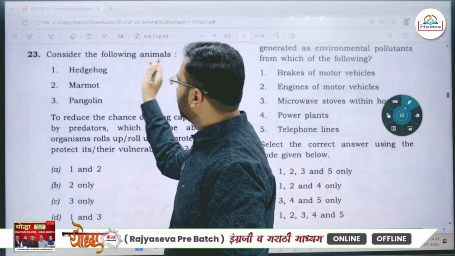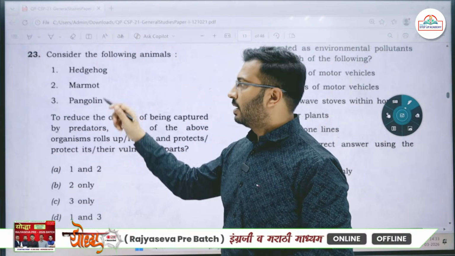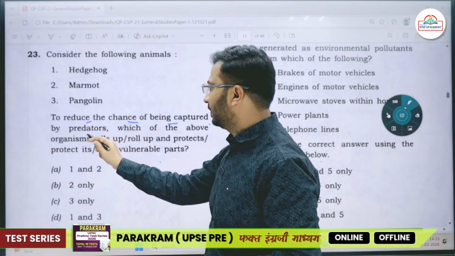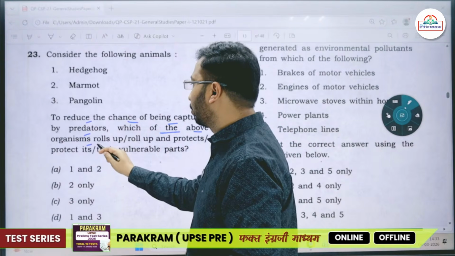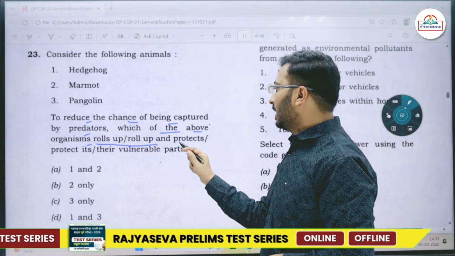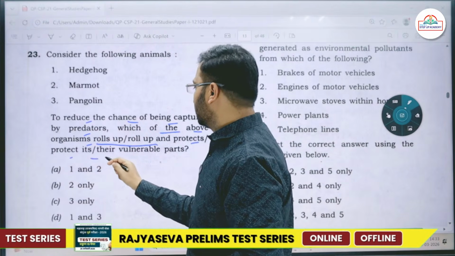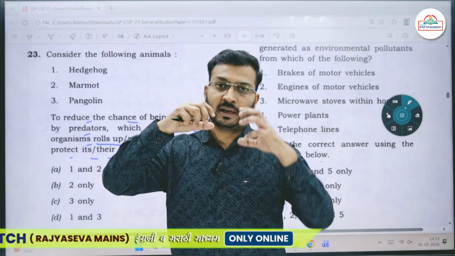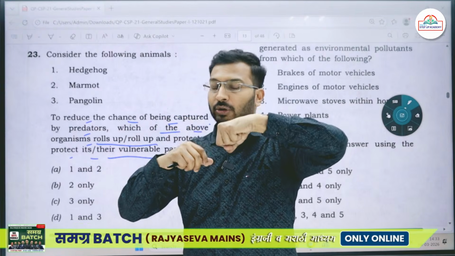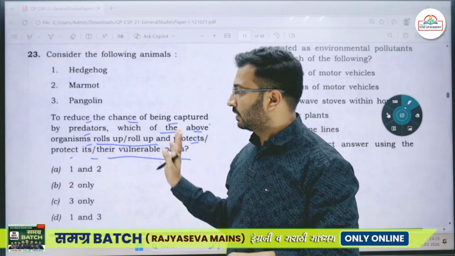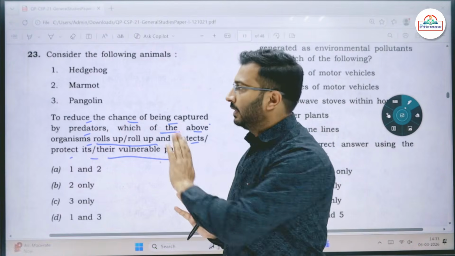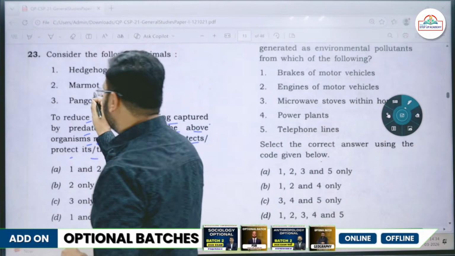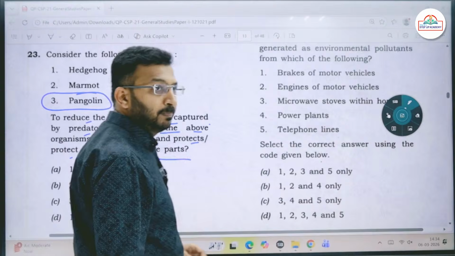For example, consider the following animals: hedgehog, marmot, and pangolin. To reduce the chance of being captured by predators, which of the above organisms roll up and protect their vulnerable parts? Okay, so which organisms, whenever there is an attack, simply roll up? You should be aware of these organisms. Hedgehog, marmot, and pangolin. You should be aware of this particular species, pangolin.